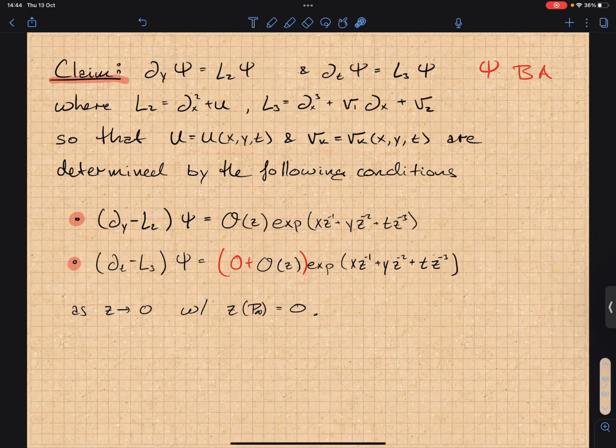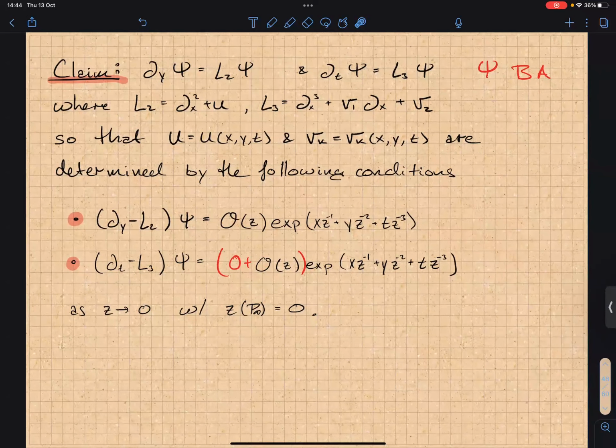So this is going to be the strategy: we're going to engineer these coefficients. We're going to choose them wisely, and we're going to choose them via the definition of the Baker-Akhiezer function so that we have this expansion. Does that make sense?